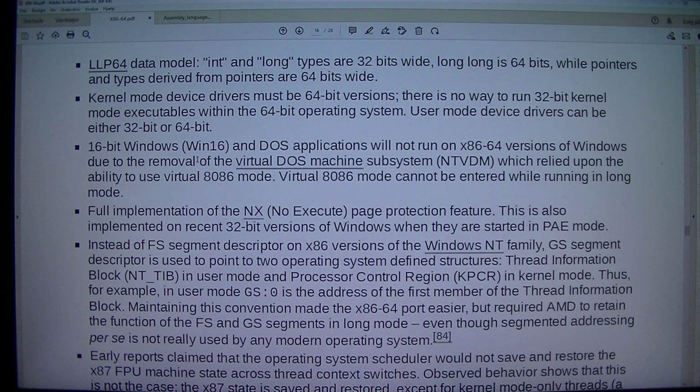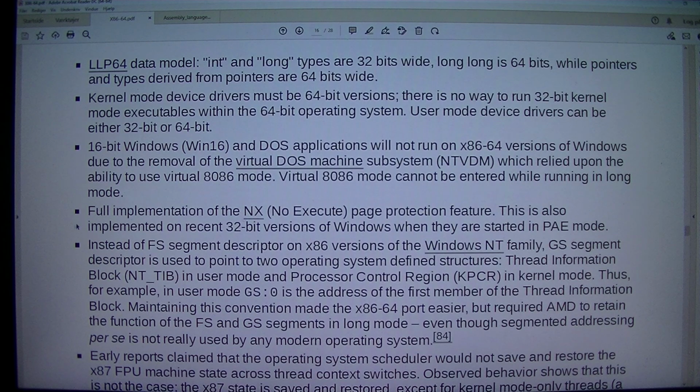16-bit Windows (Win16) and DOS applications will not run on x86-64 versions of Windows due to the removal of the Virtual DOS Machine subsystem, NTVDM, which relied upon the ability to use Virtual 8086 mode. Virtual 8086 mode cannot be entered while running in long mode.